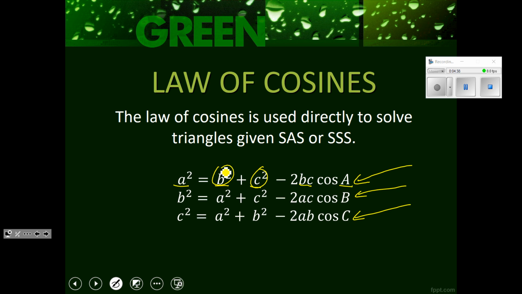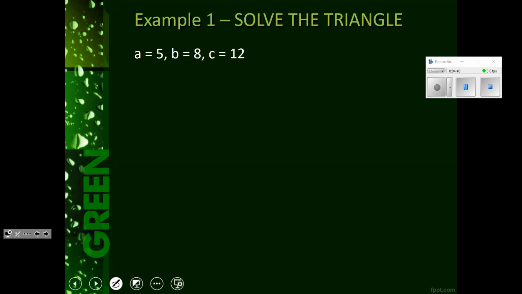So just a couple ways that I work to remember this, okay? So let's go ahead and draw this.